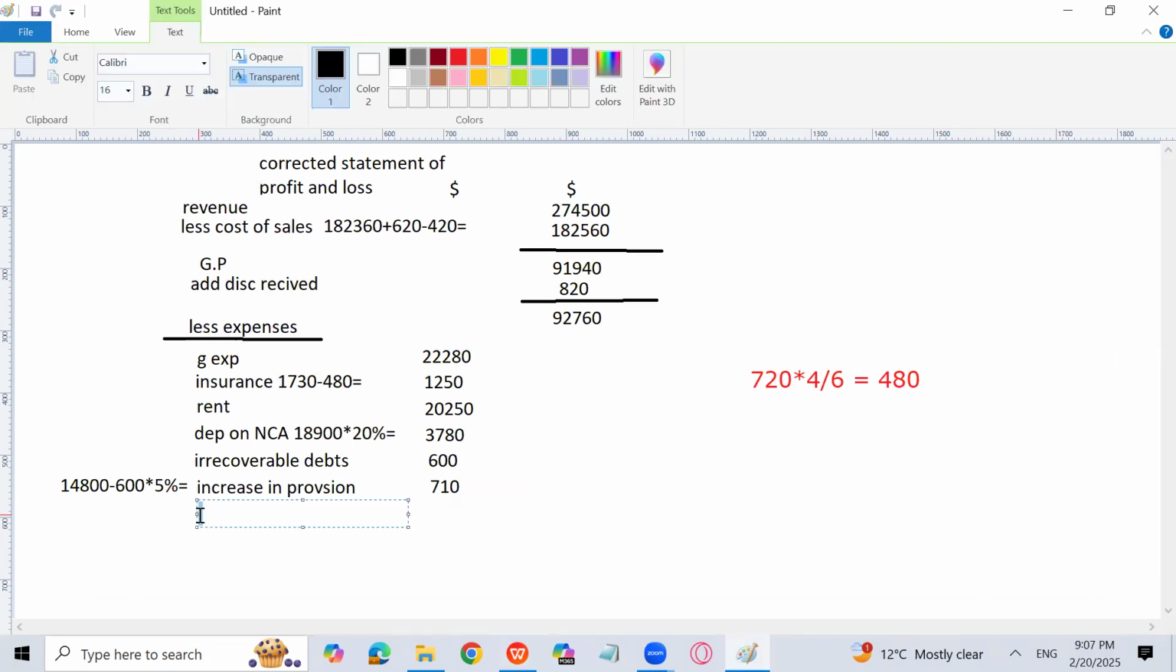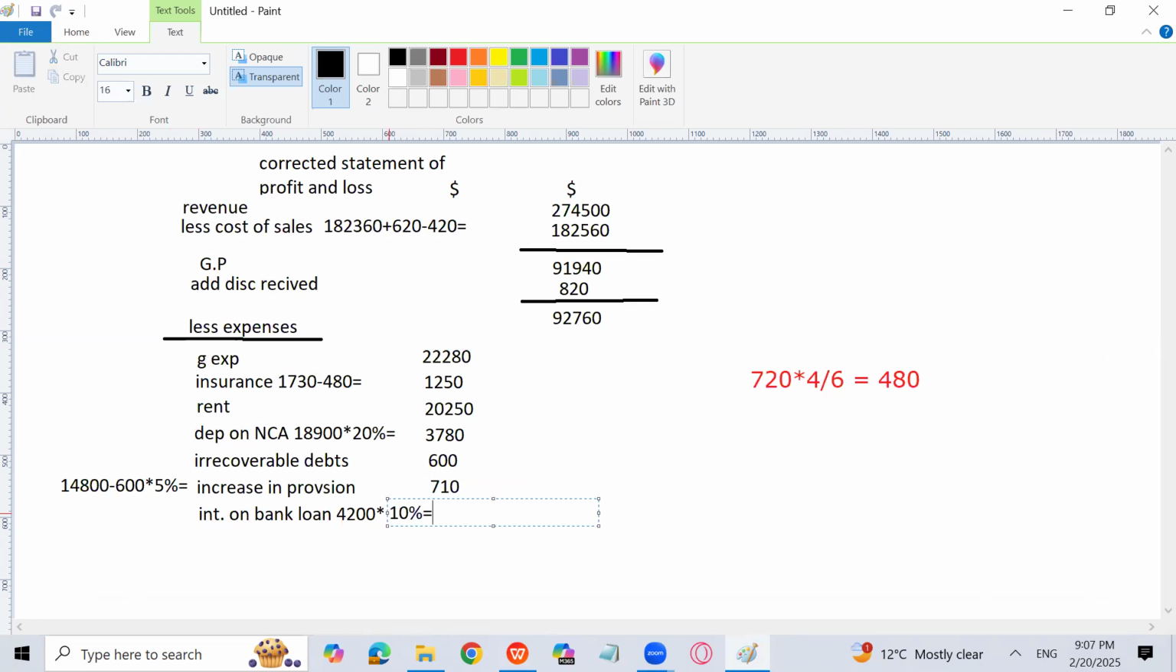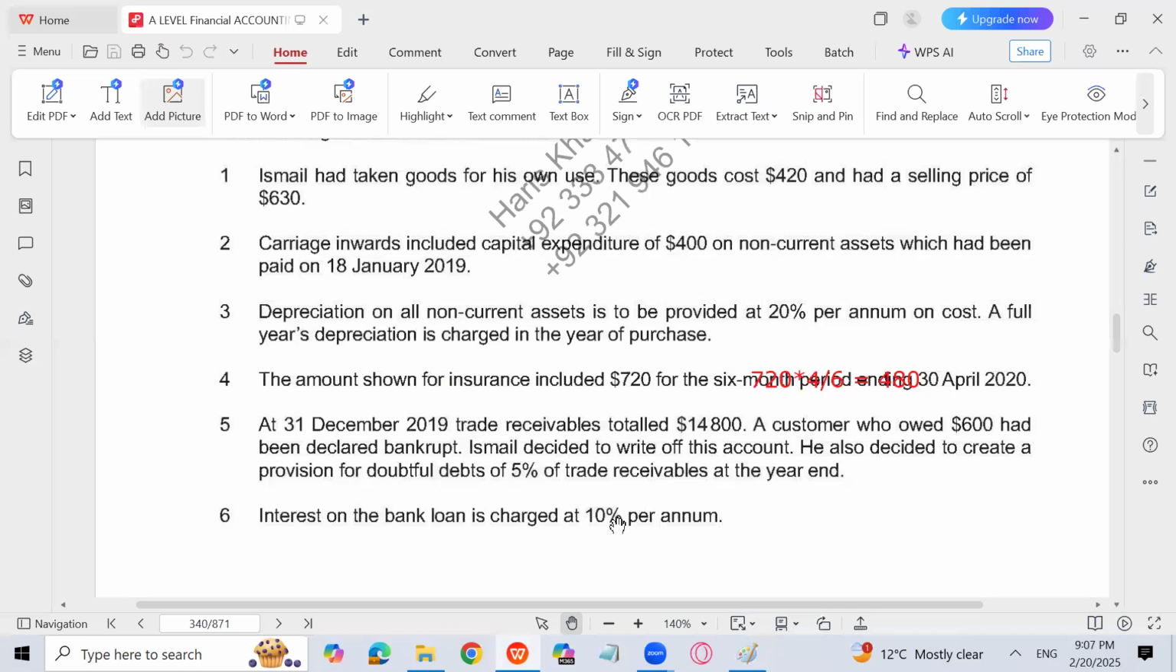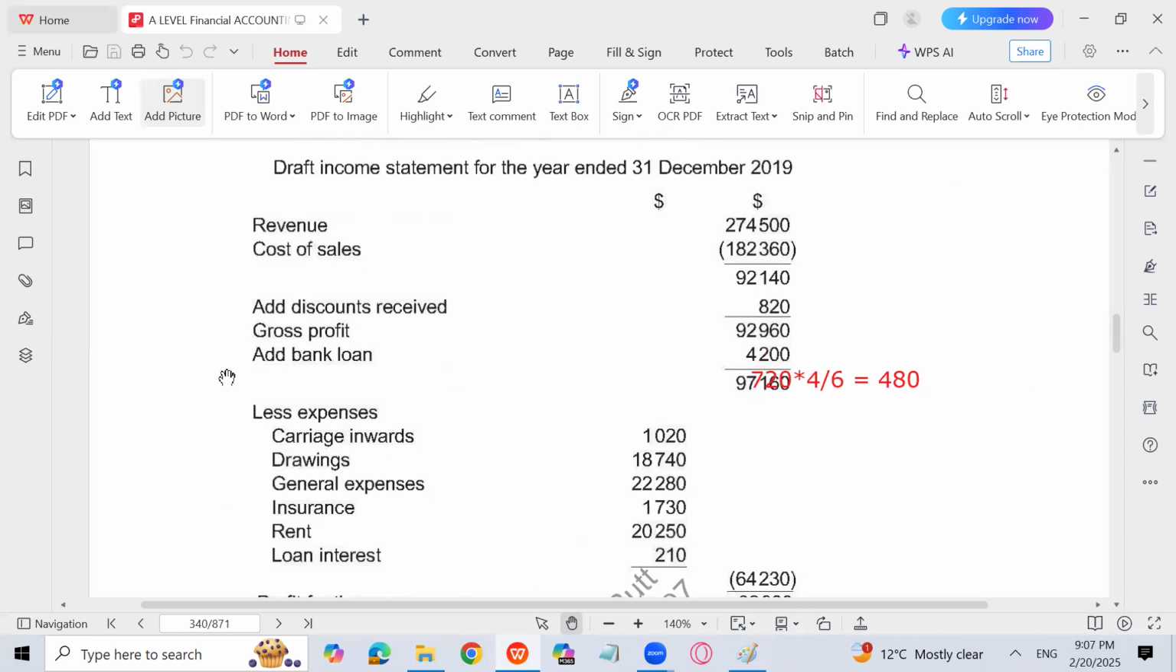Now comes the interest on bank loan. It is also an expense. Bank loan is 4,200 and the interest rate is 10% per annum. If we look at the income statement, 10% of 4,200 is 420, but loan interest recorded in the income statement is 210. That is wrong. Half of the interest is recorded.